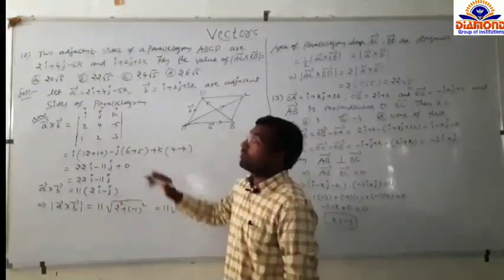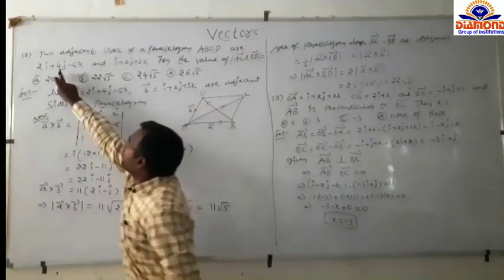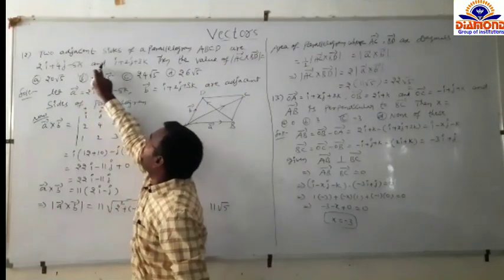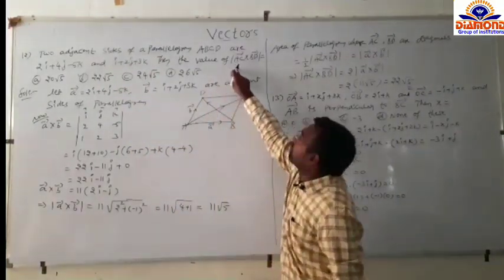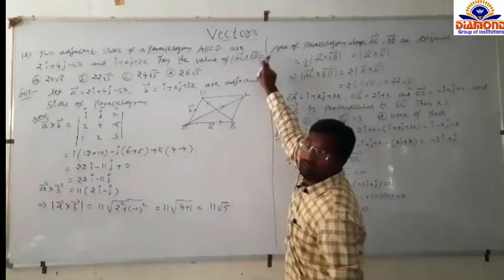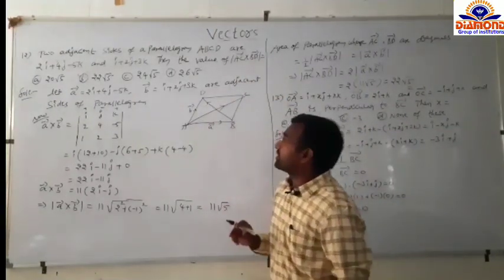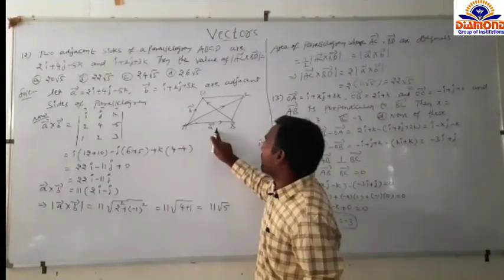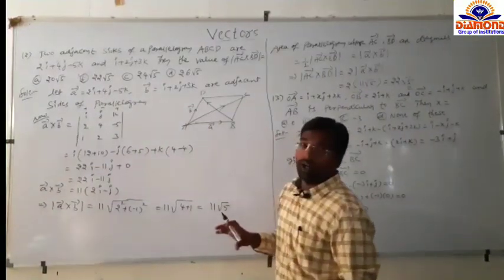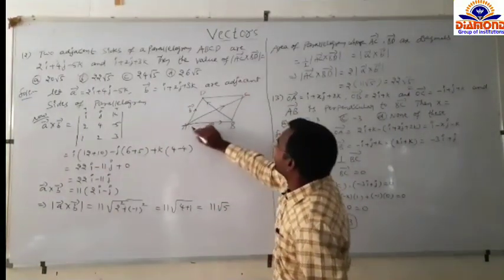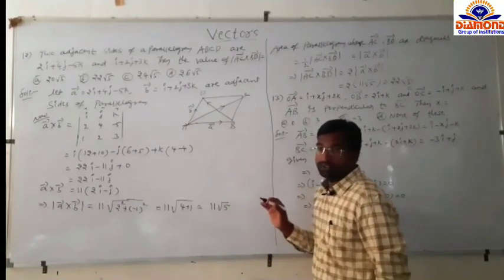Next question. Two adjacent sides of a parallelogram ABCD are 2i plus 4j minus 5k and i plus 2j plus 3k. Then the value of modulus of AC cross BD equals to? Suppose you take the parallelogram ABCD, where adjacent sides are given, a bar and b bar. Suppose you take side AB and side AD are given. You have to find AC cross BD. AC and BD indicate diagonals.